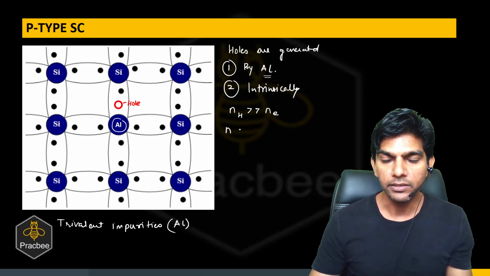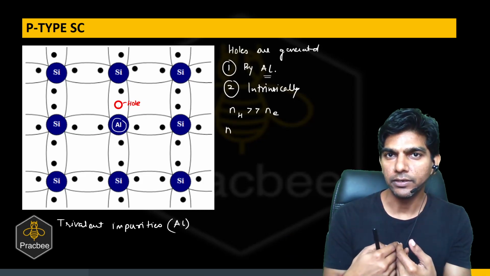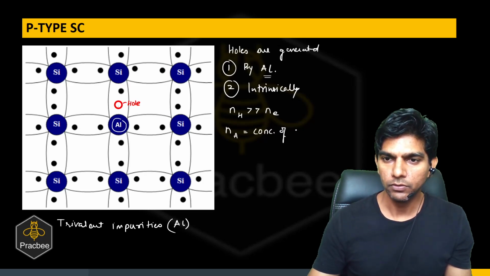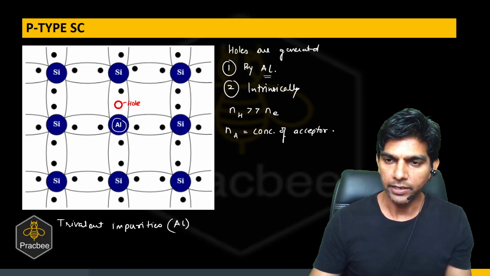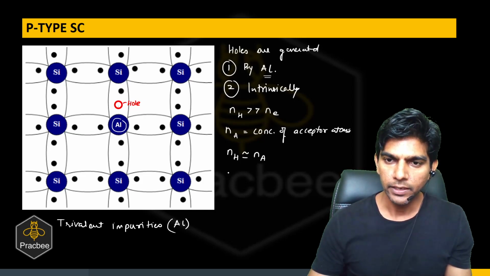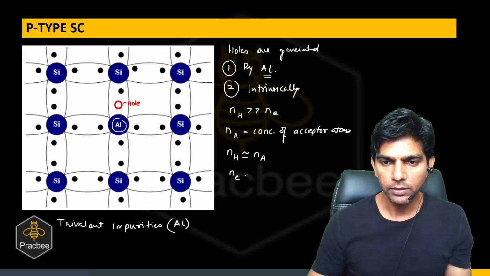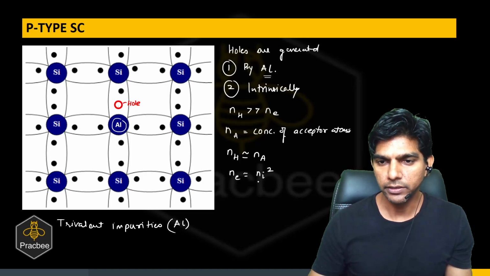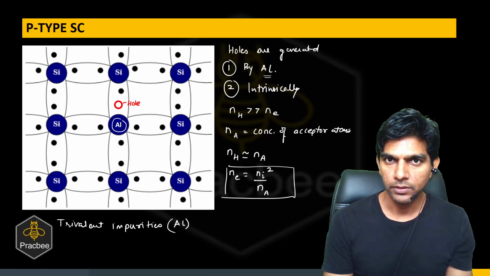These aluminium atoms are basically accepting the electrons, and the aluminium will become negatively charged. So we'll call it an acceptor atom. So aluminium is an acceptor atom. We can say Na is the concentration of acceptor atoms, and the concentration of holes will be nearly equal to the concentration of acceptor atoms. If we want to find the concentration of electrons, we can use the intrinsic charge carrier formula, Ni square divided by Na. So we can use this and find the concentration of electrons. I hope the concept is clear.